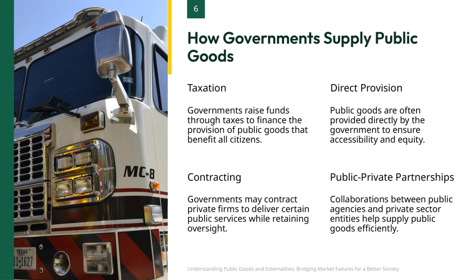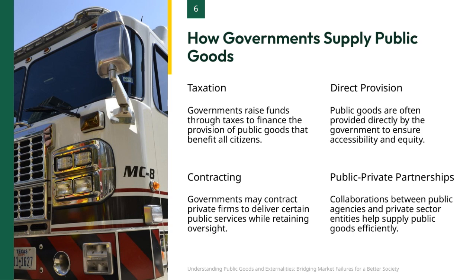Another approach is contracting, where governments hire private firms to deliver certain public services, but still keep control and oversight to ensure quality and accountability. Finally, public-private partnerships bring together public agencies and private companies to efficiently supply public goods, leveraging the strengths of both sectors. The image here of a fire truck reminds us of public safety services, a key example of these concepts in action.